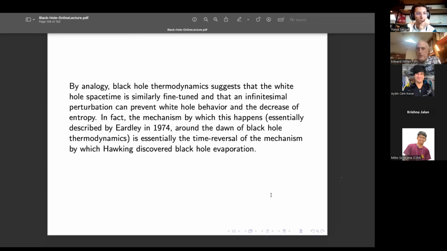The mechanism is essentially the time reversal of the mechanism by which Hawking discovered black hole evaporation. I think the two papers by Hawking and Eardley were published at practically the same time. And I don't know who it was who first recognized that Eardley was discovering the time reversal of what Hawking had discovered. I would like to say I was not the one who made this connection, but I don't know who did. And I'd be happy to hear the reference if anybody can suggest who first made this connection.